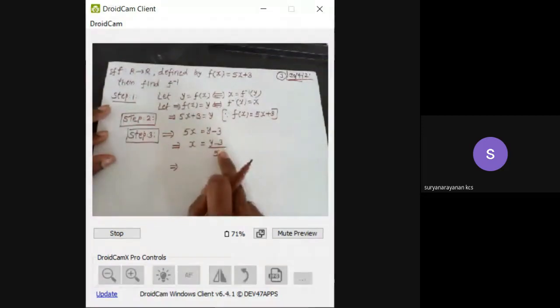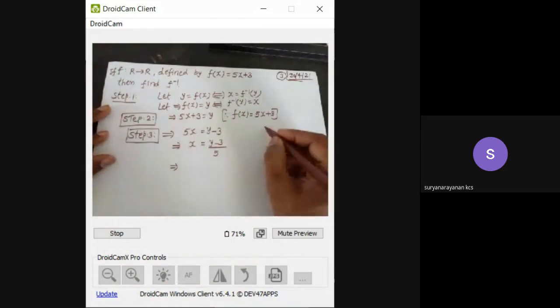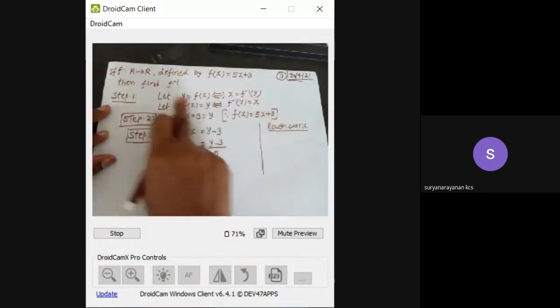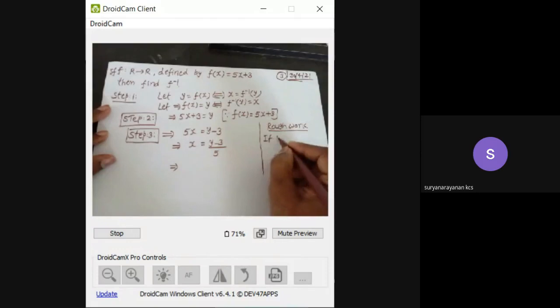So after finding the value of x, we have to check whether this number lies in the codomain or not. In the rough work, we have to check if y belongs to R. Y means codomain. If y belongs to R, that means in the codomain, it is a real number. This symbol means y is a real number.